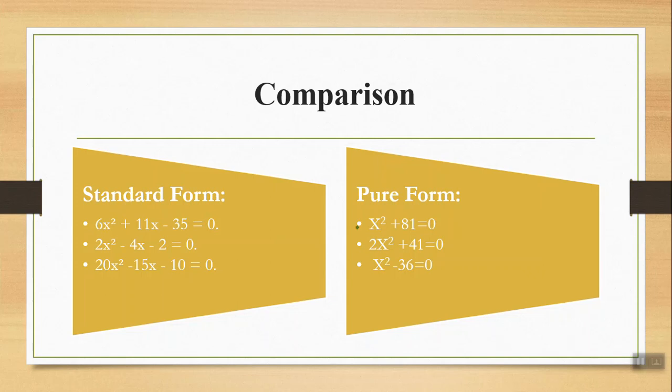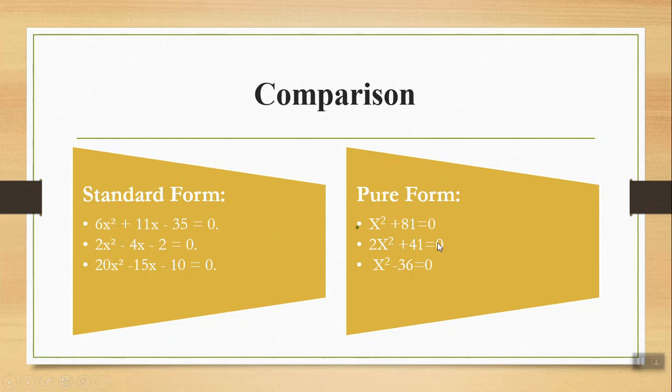First, you can see the standard form. First example, 6x square plus 11x minus 35 equals 0, and 2x square minus 4x minus 2 equals 0, and the last one is 20x square minus 15x minus 10 equals 0. This is the standard form, because in these three examples, the first term is x square, then x, and the last one is only a constant, and the right side equals 0. Same in the second and third cases.